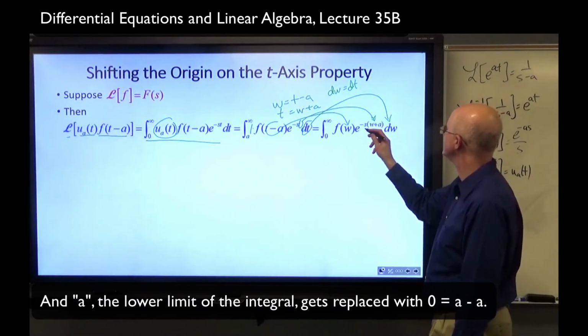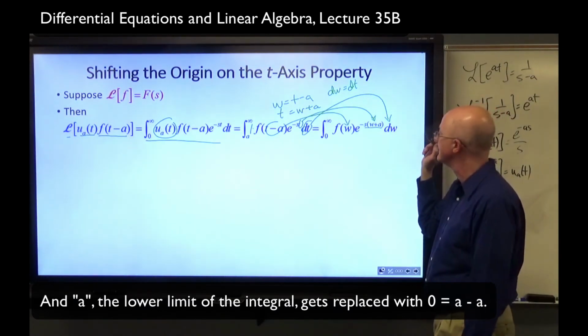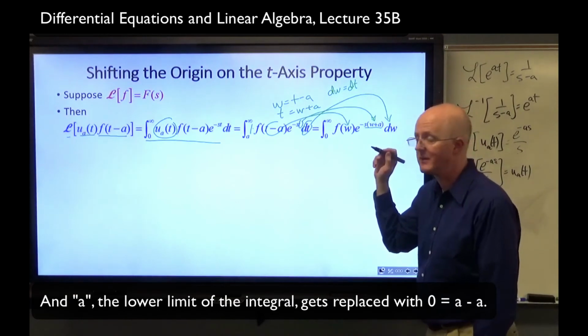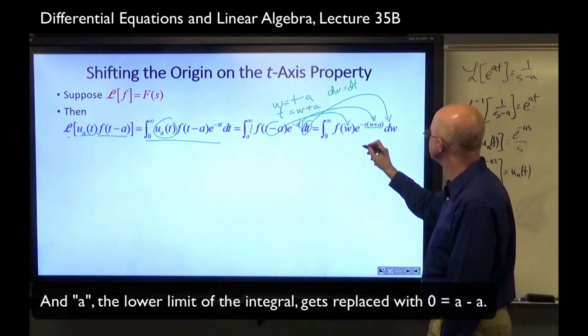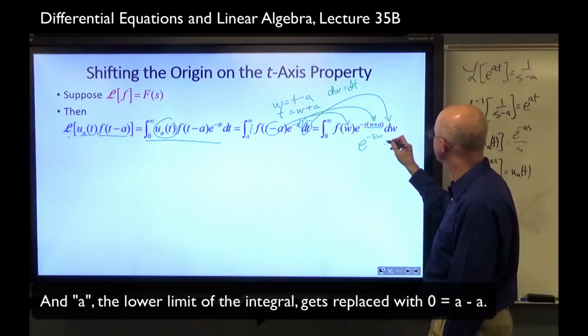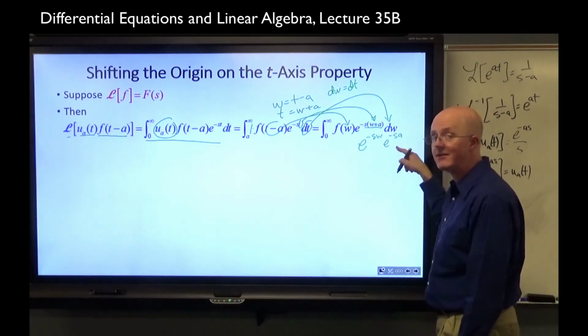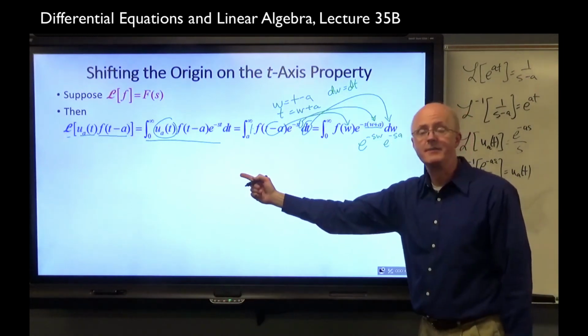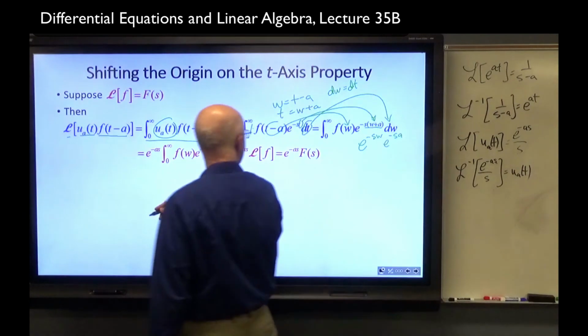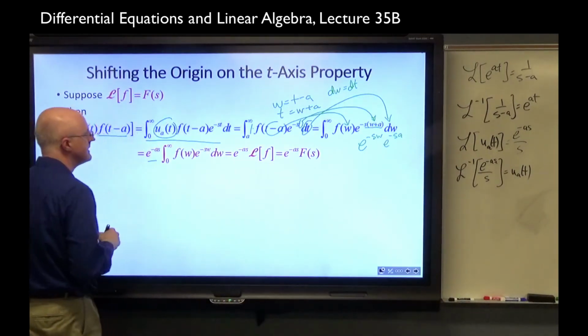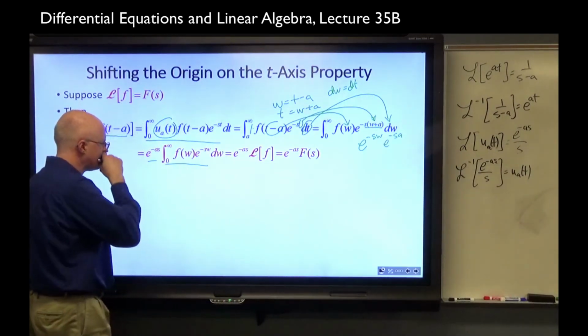Now we have a complication, it seemed, right there. It's a w plus a instead of a w inside the parentheses. Well, then this is the same as e to the negative sw times e to the negative sa. And e to the negative sa doesn't depend on w. It's a constant with respect to the integral. I can put it in front of the integral. That's what we do here, and write it as e to the negative as instead. And then we've got this.